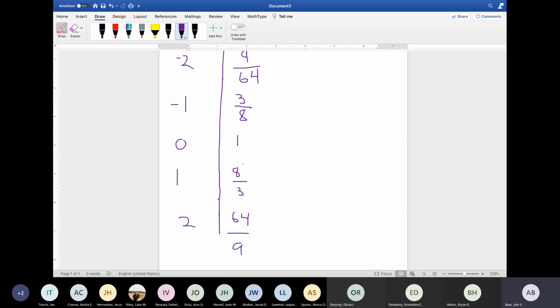I'm just going to copy down the ones I haven't copied down so far, so I can now go enter all of those into ALEKS. 0, 1. And then over here, 1, 8/3. And then 2, 64/9. So let's go put all of these into ALEKS.